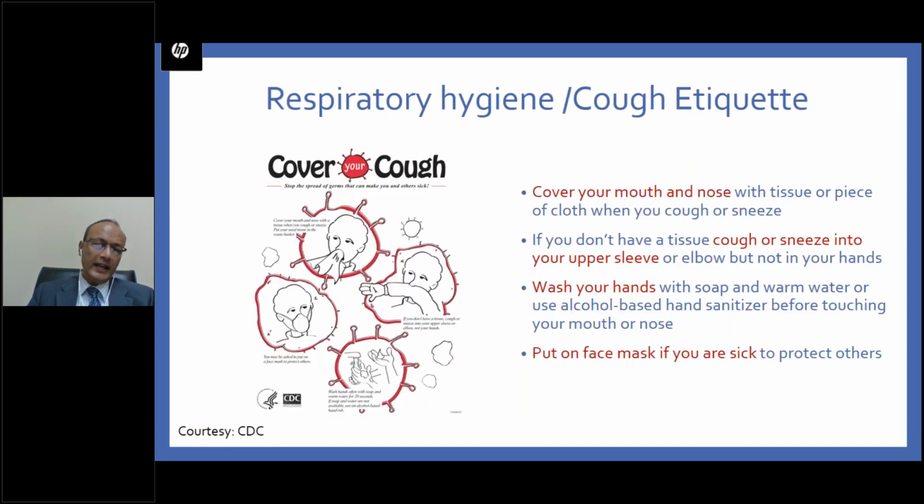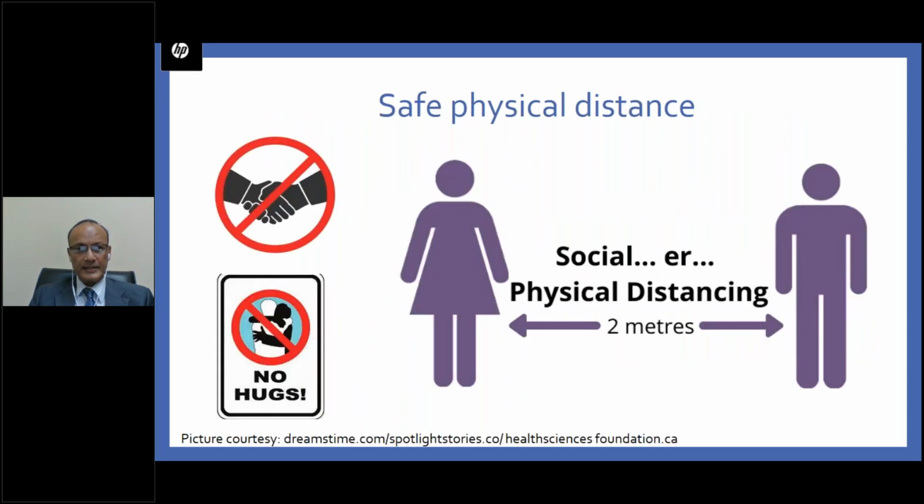The other important thing which we can always follow at the personal level is maintaining respiratory hygiene, or what we call cough etiquette. So we should always cover the mouth and nose with a tissue or a piece of cloth when you cough or sneeze. If you don't have a tissue, then cough into your upper sleeve or the elbow, but try to avoid sneezing or coughing into the hands. By chance, if you do that, wash your hands with soap and warm water, or use alcohol-based hand sanitizer. And if you are sick, then always put a mask on your face to protect others.